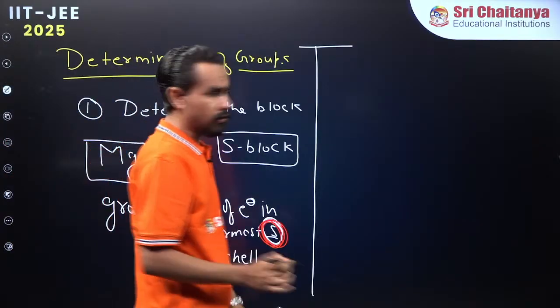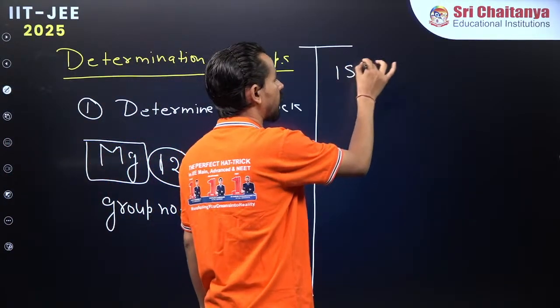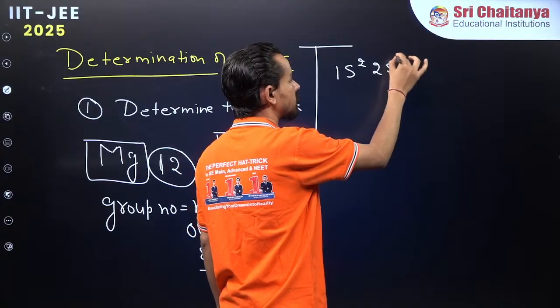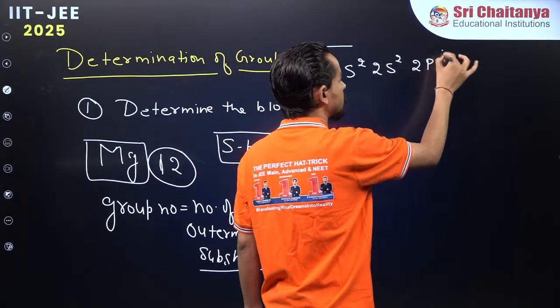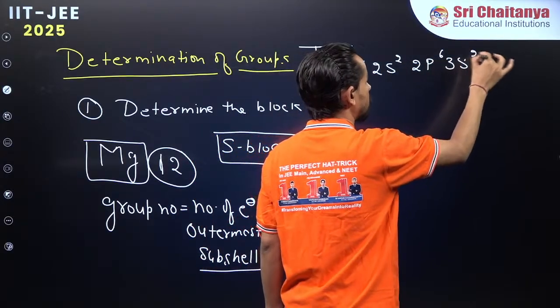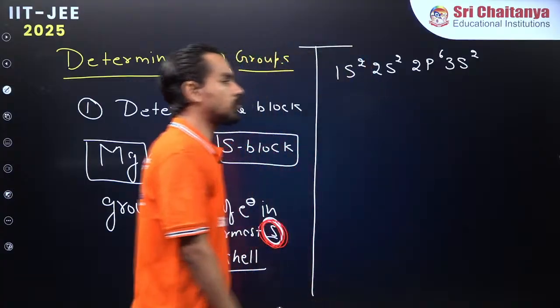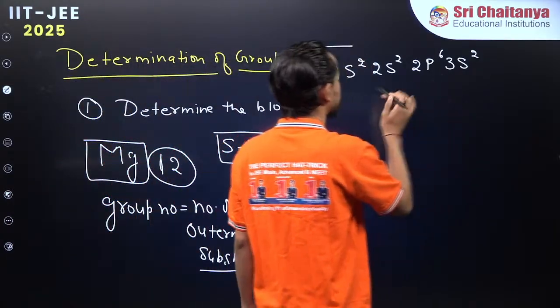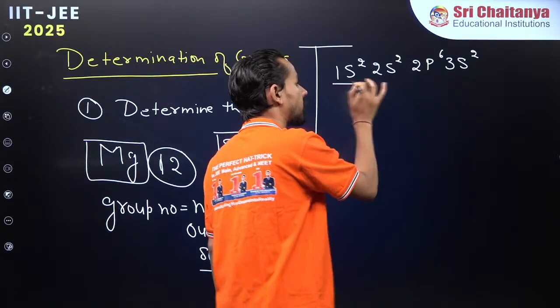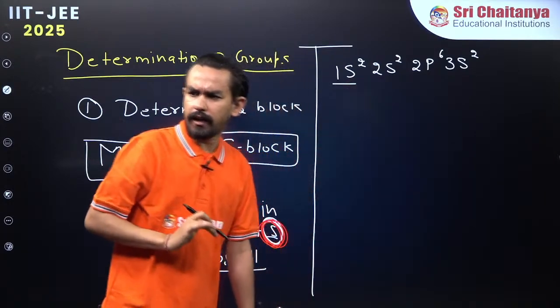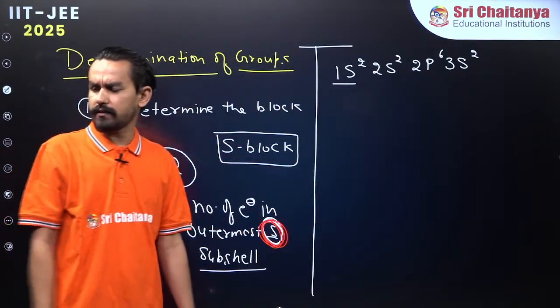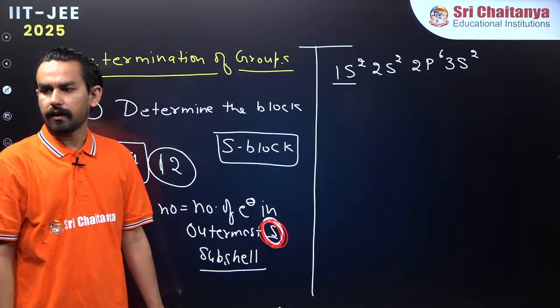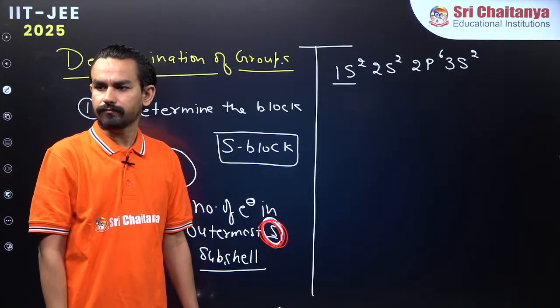You can write the electronic configuration, all of you know: 1s2, 2s2, 2p6, 3s2. So which is the outermost s? Tell me, is 1s the outermost s? Yes or no?